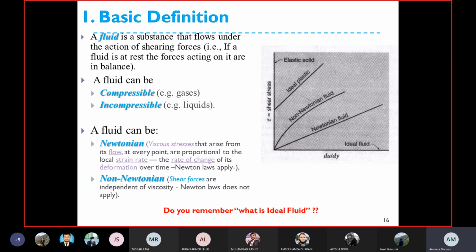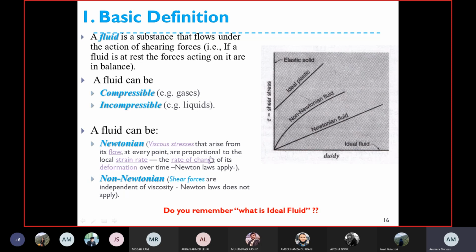On applying pressure, if the fluid density changes or volume changes, it means that there is some volumetric strain produced, then we say that fluid is compressible. And when that volumetric strain which has been produced on applying pressure is negligible, then fluid would be called as incompressible. Similarly, there is one other definition which is important: Newtonian and non-Newtonian. Viscous stresses that arise from the fluid flow at every point are proportional to local strain rate, the rate of change of its deformation over time.